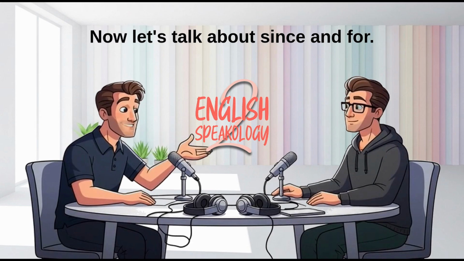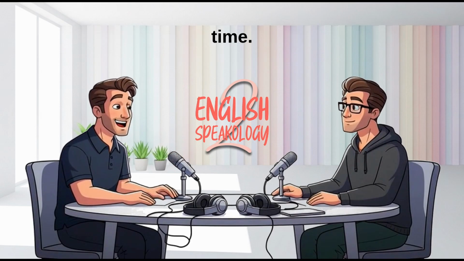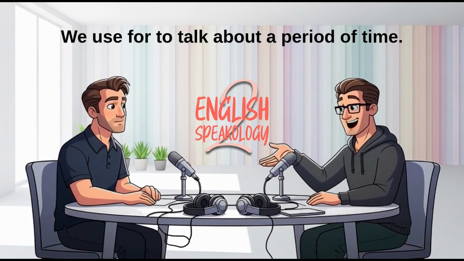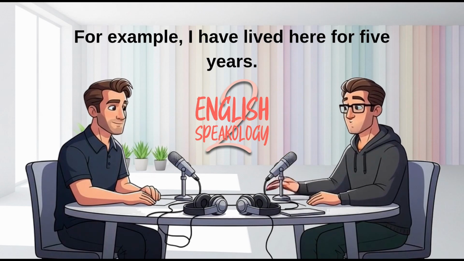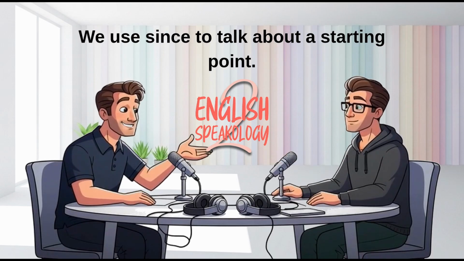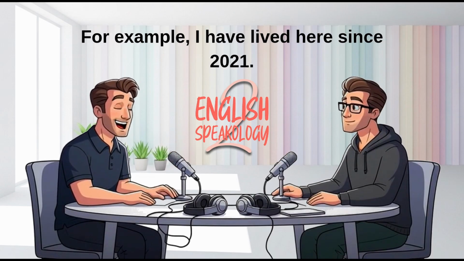Now let's talk about since and for. These words are often confused in conversations about time. We use for to talk about a period of time. For example, I have lived here for 5 years. We use since to talk about a starting point. For example, I have lived here since 2021.